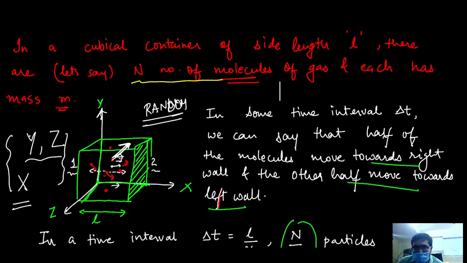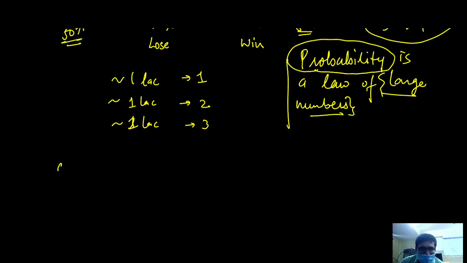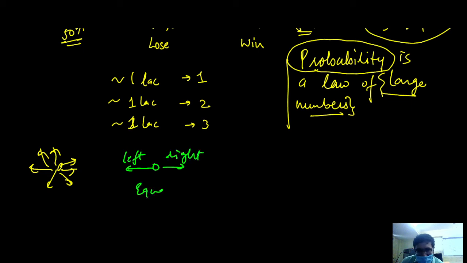So what will happen? When you consider random behavior of molecules, random means it can go this way, it can go that way, it can go in all directions. So do you realize that there will be equal probability for a molecule to go left and to go right? Equal probability to go left and right. And equal means 50%. 50% chance it will move leftwards, 50% chance it will move rightwards. Understood?